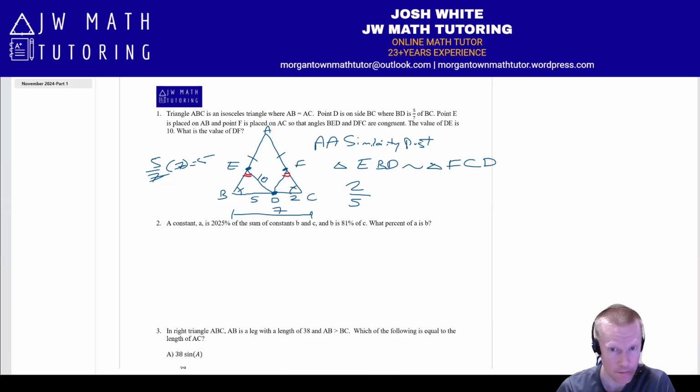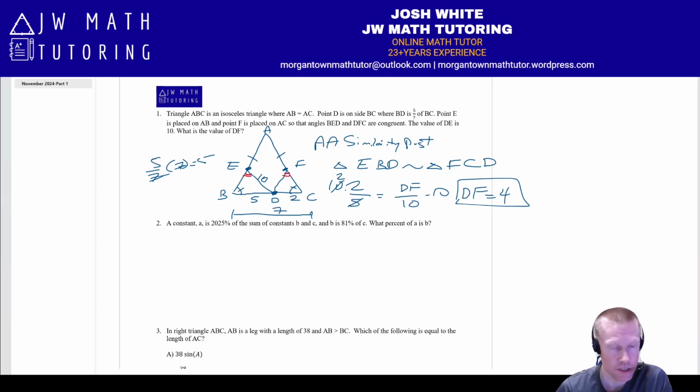CD to BD, and that's going to be equal to the same proportion or ratio as DF, which we're solving for, to DE, which is 10. So now you could just solve this. You can cross multiply, or you could just multiply by 10 on both sides. 5 goes into 10 twice. 2 times 2 is 4. So DF in this example would just be 4. Okay, so your correct answer would be 4.